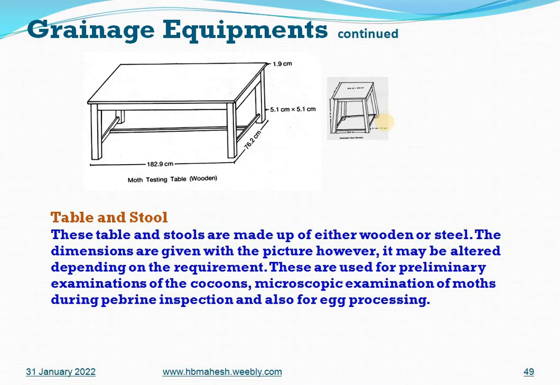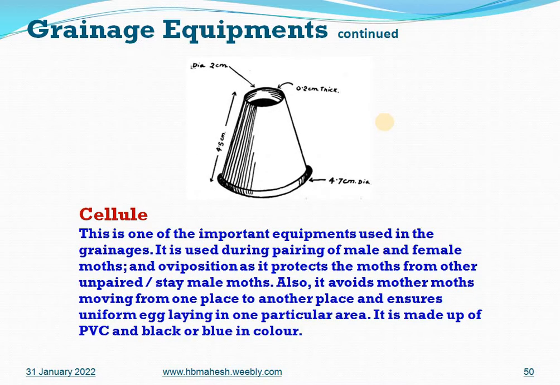Table and stool, of course, for office use. In addition to office use, they are used in the laboratory for microscopic examination of moth during pebrine inspection and also for egg processing. Shell cups, this is one of the important equipment used in the grainages. It is used during pairing of male and female moths and oviposition, as well as egg laying, as it protects the moth from other unpaired or stray male moths. Also, it prevents the mother moth from moving from one place to another and ensures uniform egg laying in one particular area. It is made up of PVC and is black or blue in color.